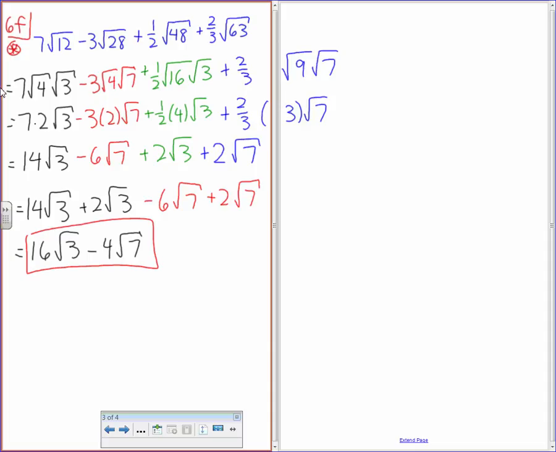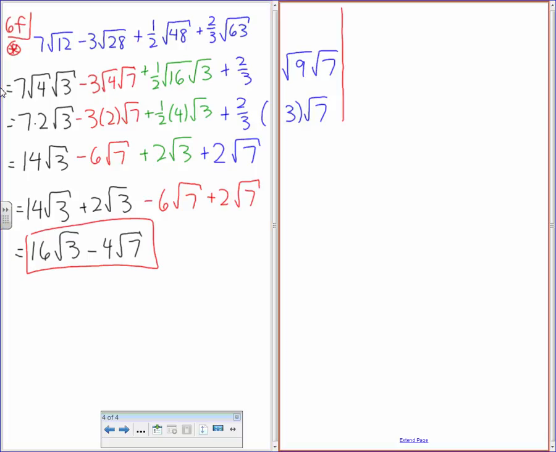Okay. So this is 6B. I'm going to do it up here if I have room. It says root 12 plus root 18 minus root 27 plus root 50. Okay, so this one's very similar to the last one, except that there's no fractions or coefficients.